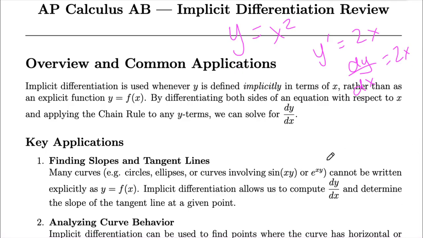So with implicit differentiation, the key difference is that we don't have y isolated. Our starting equation is going to be in terms of both x and y. So a very simple example of that could be a circle. So it could be x squared plus y squared equals 25, right?